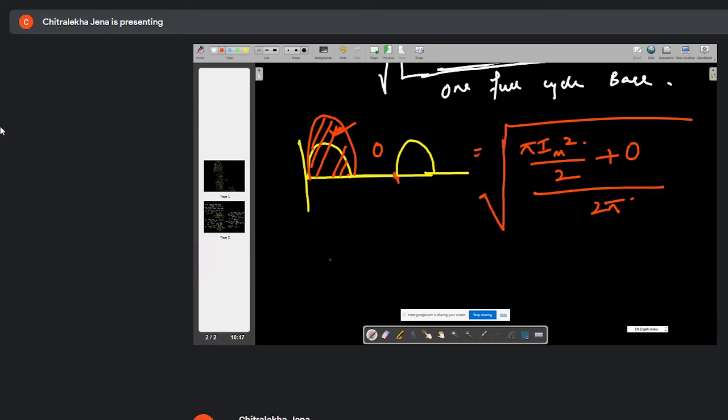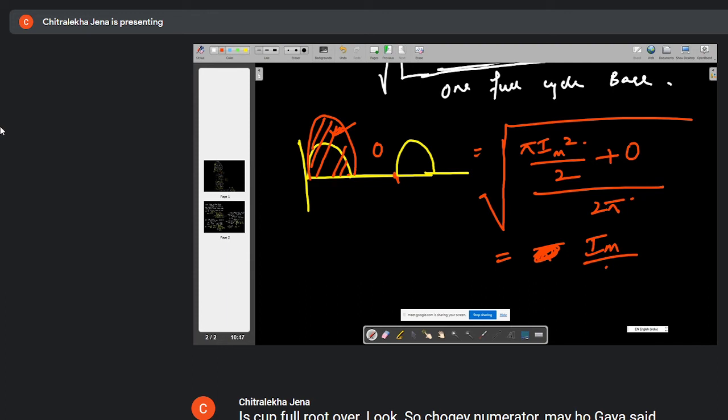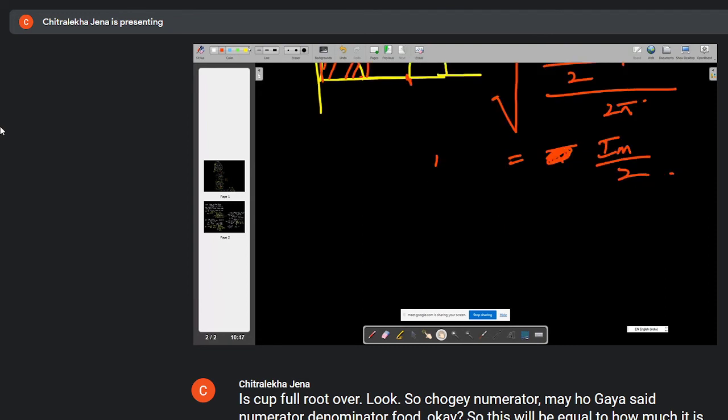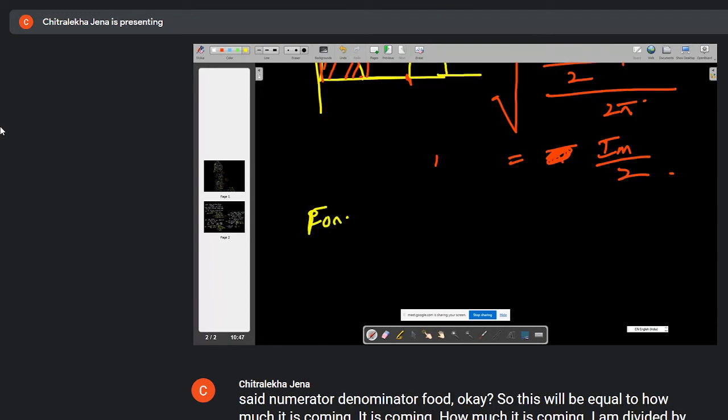Okay, so this will be equal to how much is it coming? IM divided by square root of 2. Okay, this is your RMS value. Now come to form factor. Form factor will be equal to how much is it?